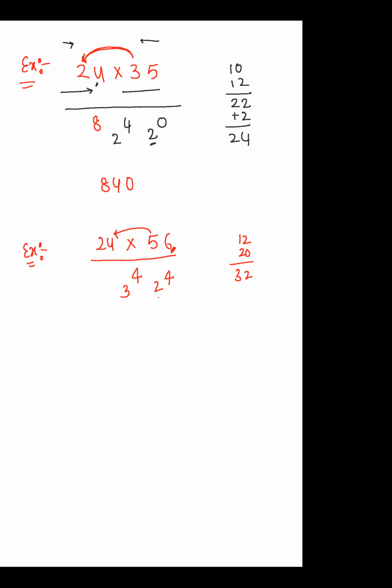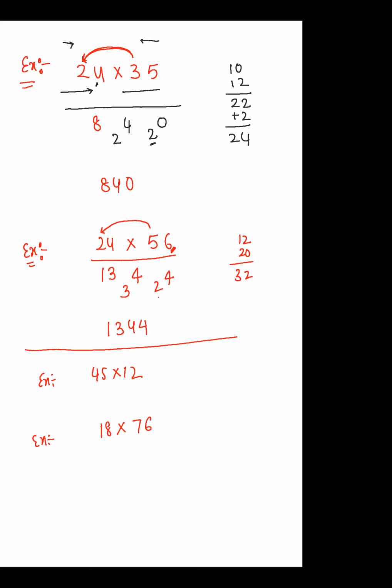So 5 completed, one cycle. That means all digits are covered. So now 5 multiplied with 2. Are you getting my point? So 10 plus 3, that is 13. So 1344 is my answer. Is it clear? Do these problems once again. Please try these two problems.